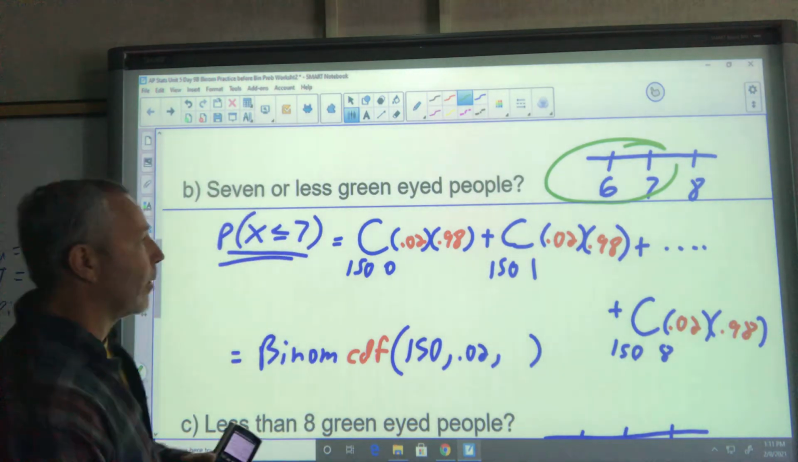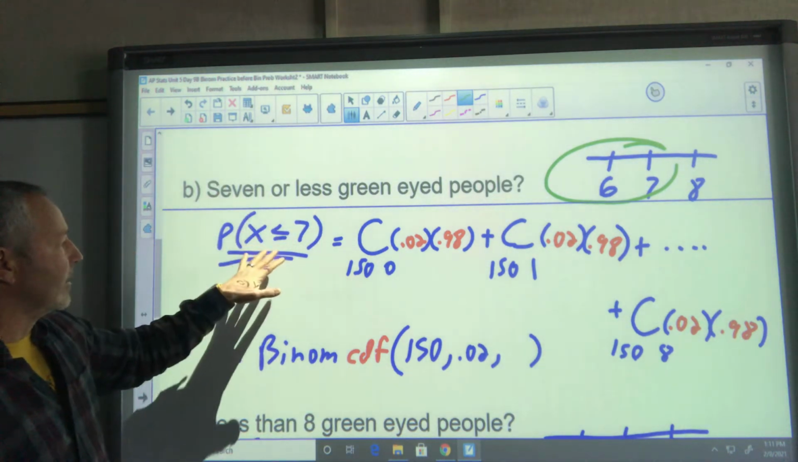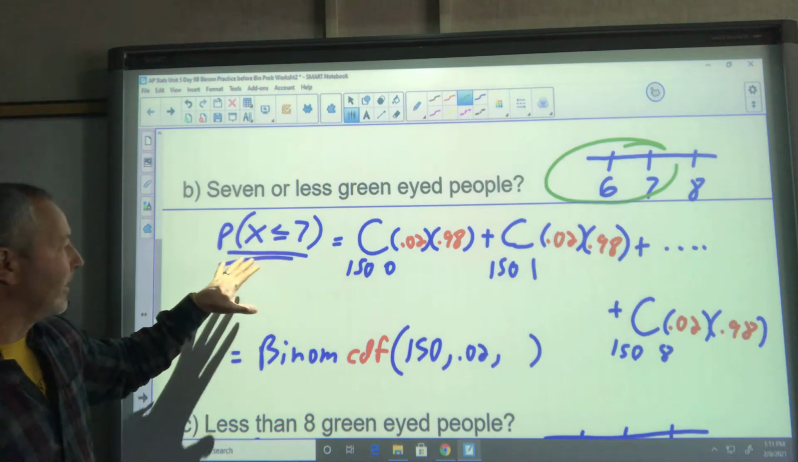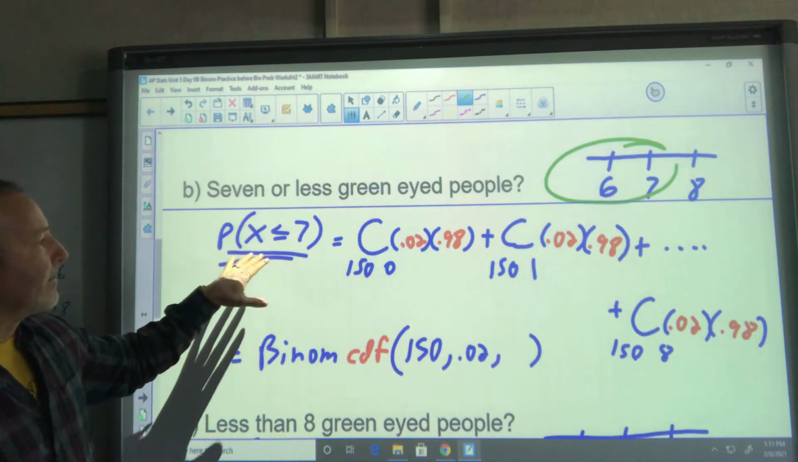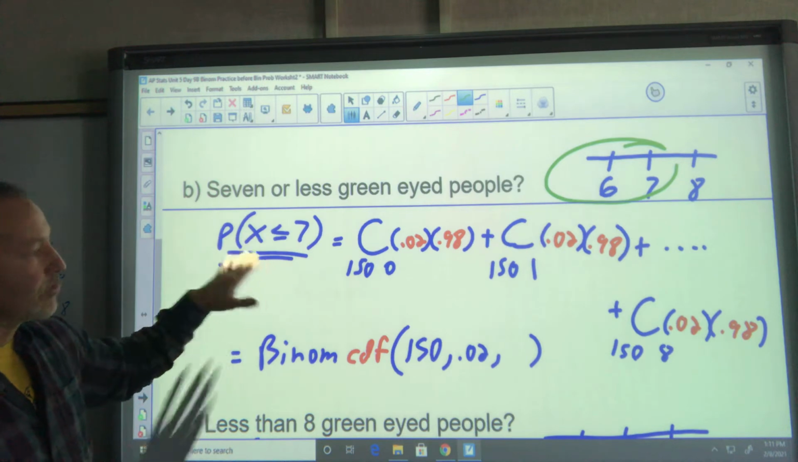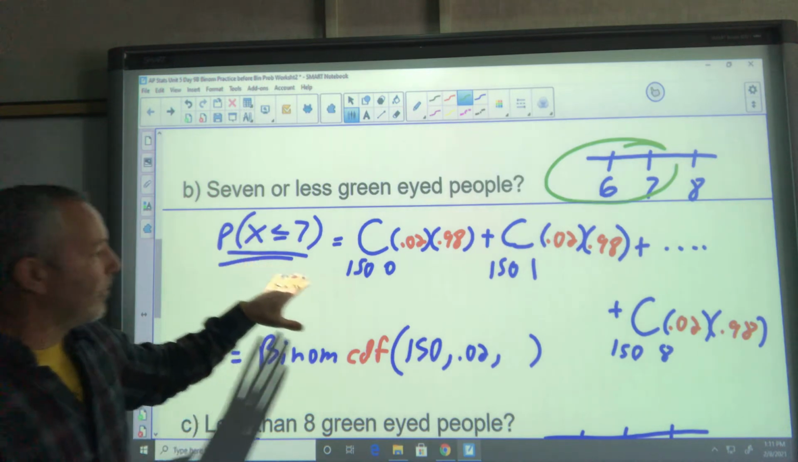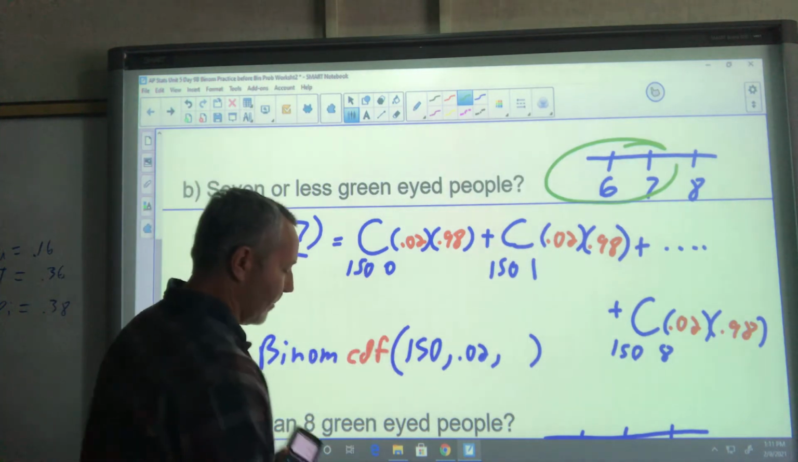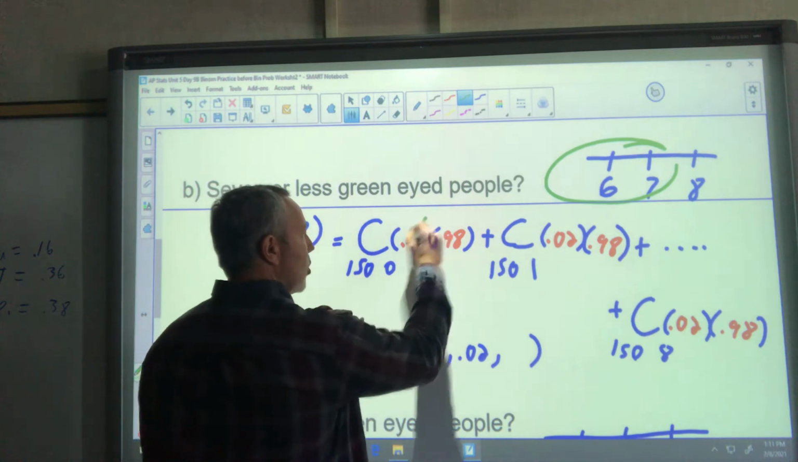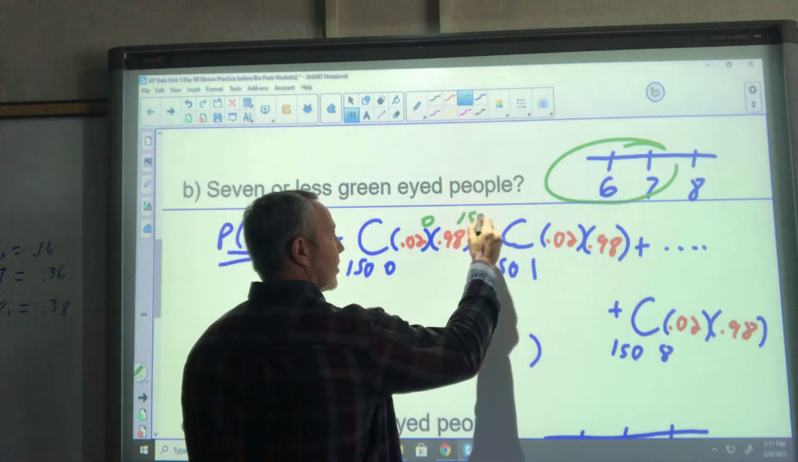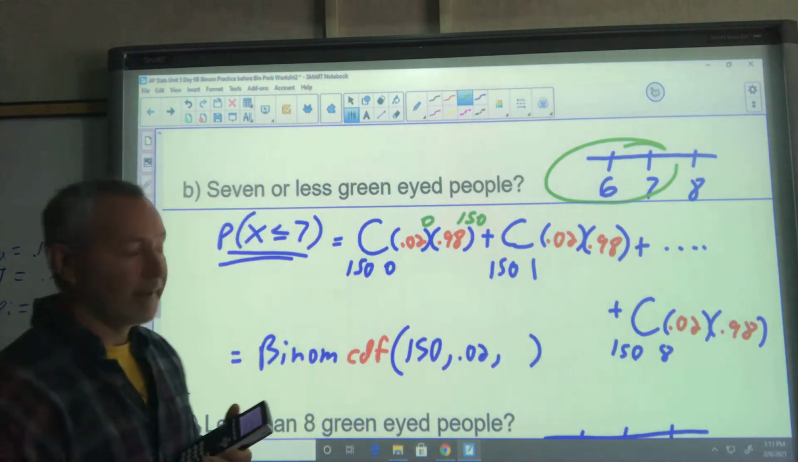So for us, what I want to translate that into is less than or equal to. That's what my calculator does always. So the probability X is less than or equal to 7, again, which is what I want, would be the probability of getting 0 of them. In this case, I have no green-eyed people, which means I have 150 without green eyes.